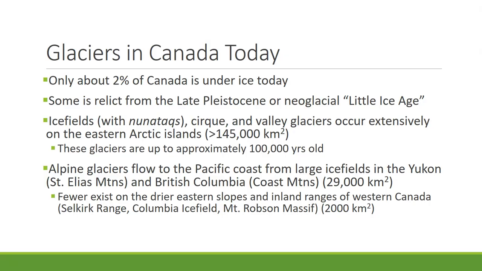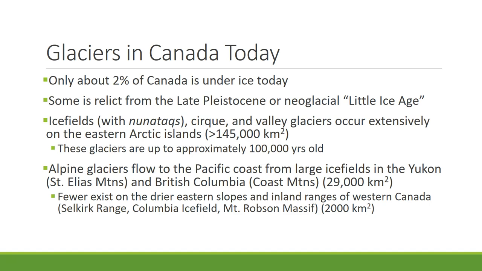Since the end of the last ice age, most of Canada's glaciers have disappeared, leaving only about 2% of the country still under ice. Most of these are relics of the late Pleistocene Ice Age. However, during the late 17th century to the late 19th century, the planet experienced a little ice age when global temperatures were consistently low enough for glaciers to advance.